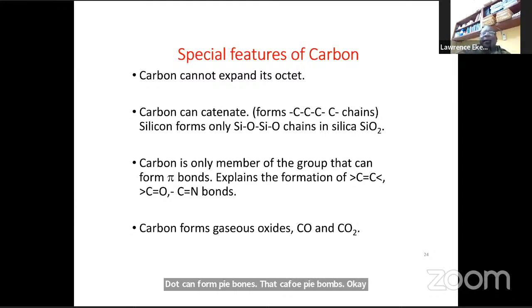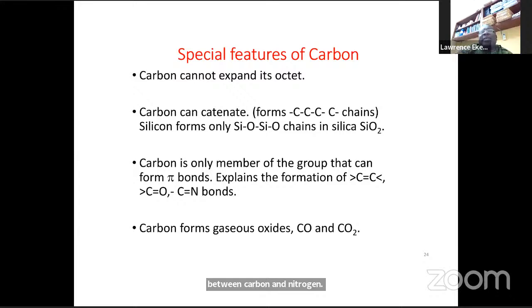And this explains the formation of the double bonds and triple bonds that carbon can form with itself, or with oxygen or with nitrogen. And so it has the ability to form pi bonds. You know, in every organic compound, you have the sigma bond and you have the pi bonds, but carbon is the only member of the group 14 elements that has the ability to form pi bonds. And this is the basic reason for the presence of double bonds between carbon atoms, double bonds between carbon and oxygen, and double bonds between carbon and nitrogen.